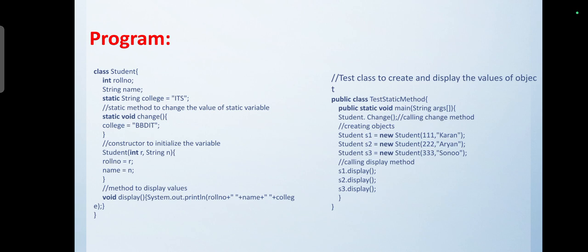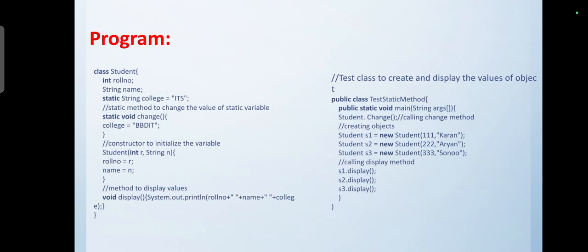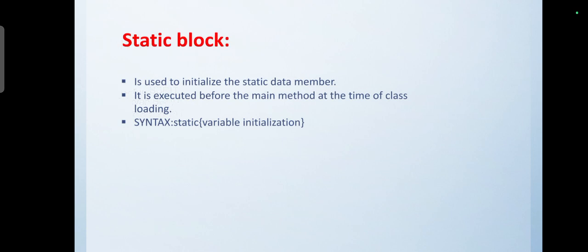Constructor we have initialized. After that, this is the main class of the program. In this we have created three objects for Student, given them names and values, and after that we are displaying the name of the student. If we declare it without the static method, we get the output college name as ITS. By this static method, we get the output as BBDIT, because this static method changed the value of the previous college name ITS. This is the output.